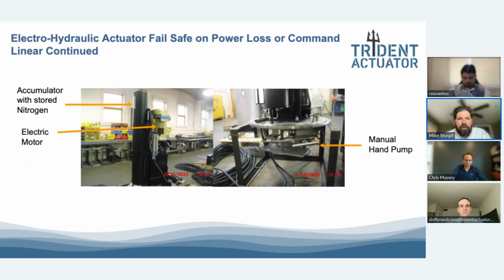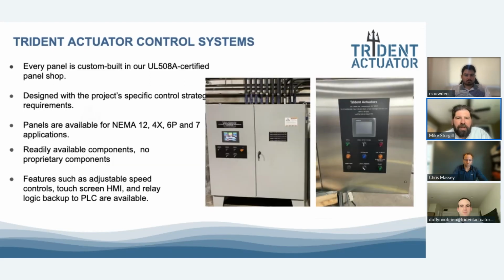Now the control system. We're a UL 508 certified panel shop. We basically design all the controls around what the end user wants and their requirements. We have NEMA 4X, NEMA 6P for submersibility, NEMA 7 for explosion proof, and then NEMA 12. One big thing about Trident actuators is that the components for our control panels are not proprietary. Over time, there are a lot of relays, controls, and wiring inside the panels. If the end user needs parts, they don't have to come through Trident. They can, but you can go to your local supply house.